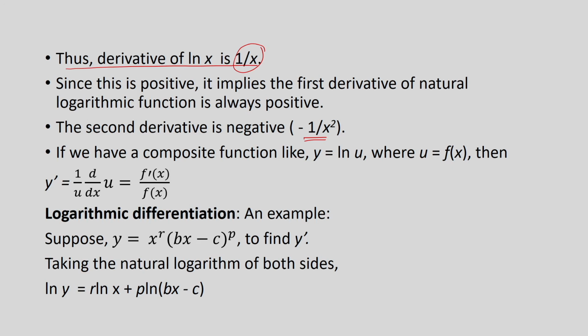Now what happens if you have a composite function like y is equal to log of u, where u itself is a function of x, u is equal to f(x)? Then how do I find y dashed, that is the derivative of y with respect to x? I use this formula, and I will get f dashed of x divided by f(x). This is the proportional change in u with respect to x, and that is equal to y dashed.